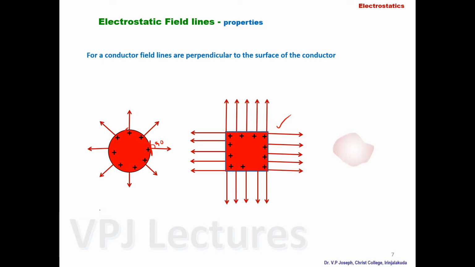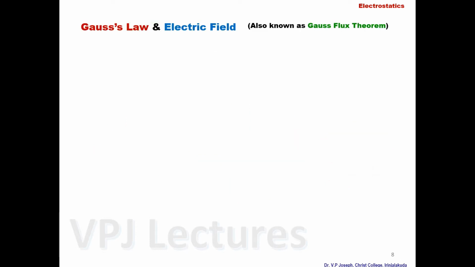And for an arbitrary shaped structure, here also it is a conductor, so the charges reside on the surface, and the field lines will be in different directions, depending upon the tangent at different locations. So this is another important property of the flux lines.